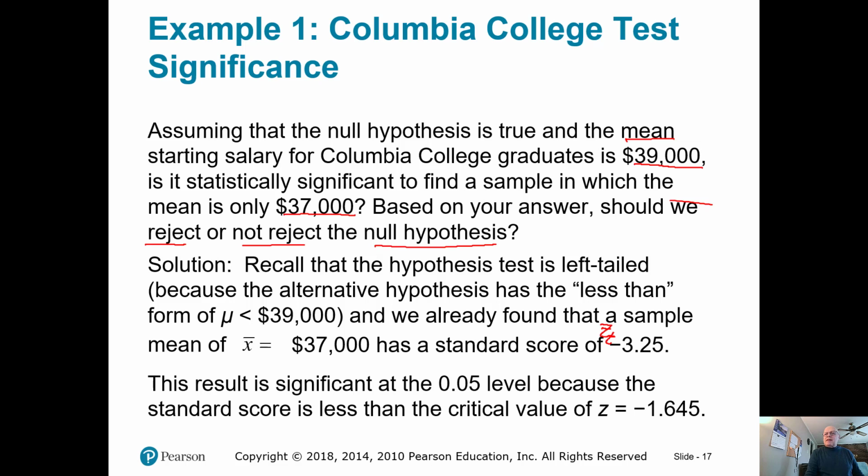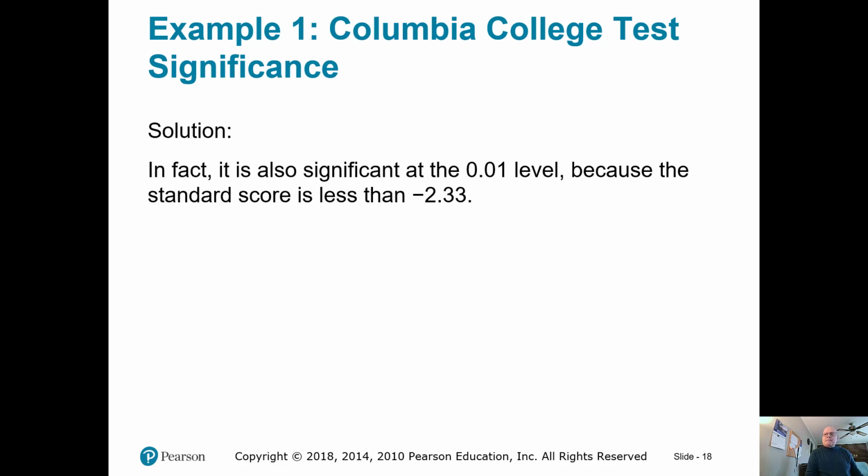The result is significant because that's what we got from our sample, is less than the critical value, being a left-tailed test. It's also significant at the 0.01 level, because that standard score is negative 2.33, and our negative 3.25 is even less than that.